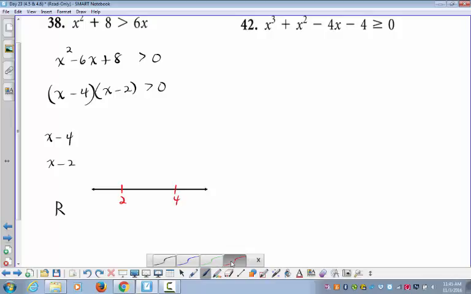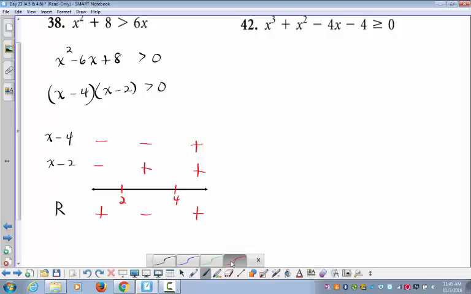All right, so is everybody okay with that setup then? Does that look right? And then to the left of 2, do we get negative and negative? So if we plug in, say, 0, which is to the left, we're going to get a negative and a negative. Between 2 and 4, pick 3. 3 minus 4 is negative. 3 minus 2 is positive. To the right of 4, pick 5 or 10 or 100. Both are positive. So our result is positive, negative, positive.